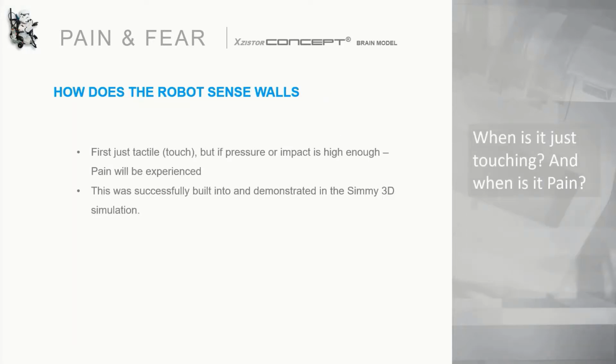So first, just the tactile touch. We have the robot bump into a wall, for instance, and we will first record just tactile touch. Before the robot experiences any pain, we just say, okay, you're touching the wall now. It's only if we increase the pressure that we will send a different type of signal to the robot, saying this is now pressure, this is more than just touch. And if the pressure or the impact is high enough, we will say, okay, that is pain, and that is the type of signal we will send through.